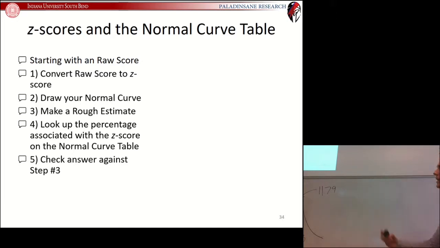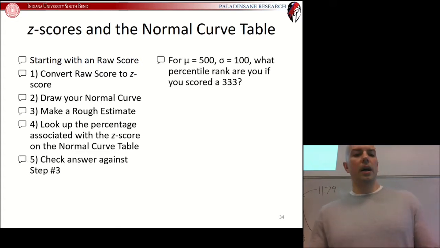So let's work an example. SATs have a mean of 500, each individual section has a mean of 500, and a standard deviation of 100. What percentile rank are you if you scored a 333? Percentile rank is how many people scored as well or worse than you. So if you're in the 98th percentile rank, you're doing pretty good. If you're below 50, you're below average on your percentile rank.